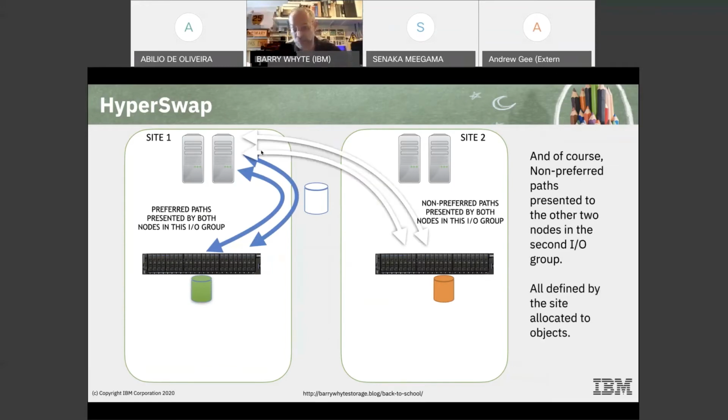Similarly, you see paths to the other IO group, so the other flash system, and they will be seen as non-preferred paths. So you have the same kind of redundancy and capability in that if for some reason your fabric goes down at site 1, but you still have access to the fabric at site 2, then it will fail over and use those non-preferred paths, even if it's just a fabric issue, for example.